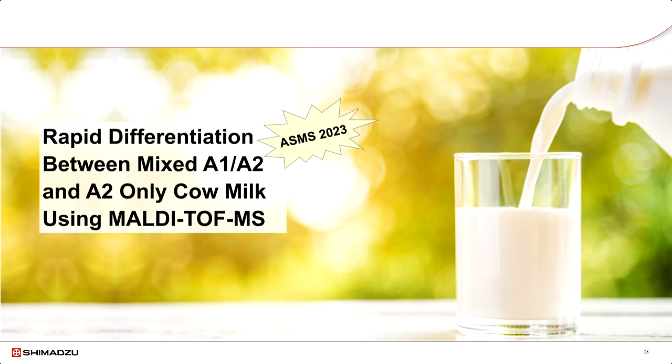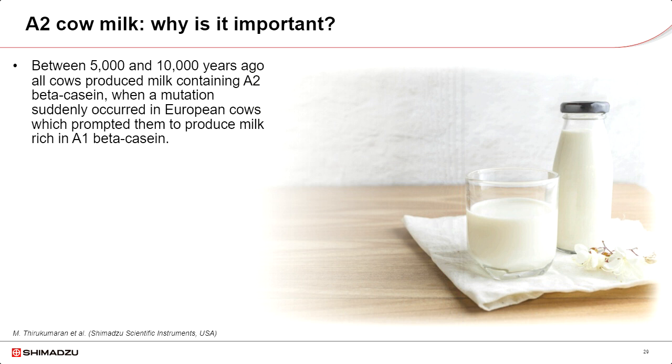Now on to the last application. This is about using MALDI-TOF MS to differentiate A2 cow milk from mixed A1-A2. This work was presented at the ASMS 2023 conference. So why is A2 milk important?